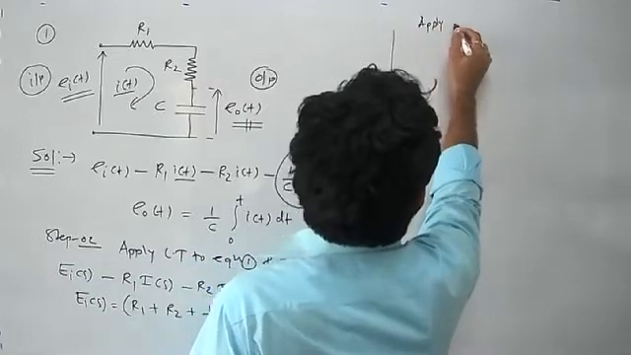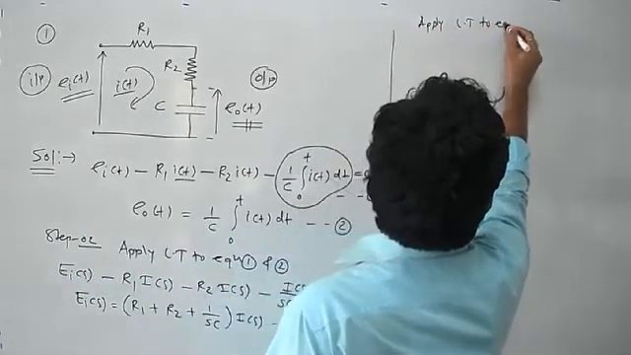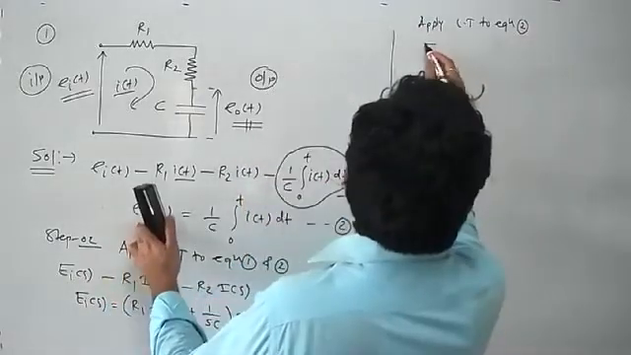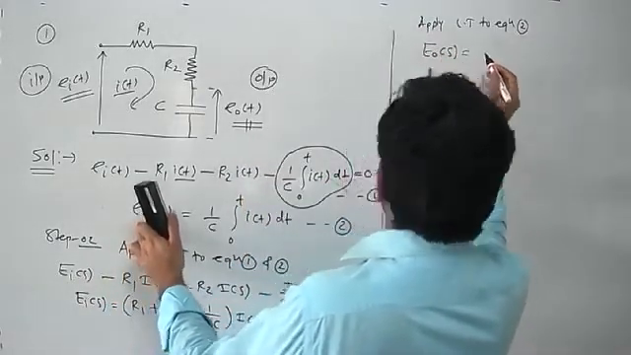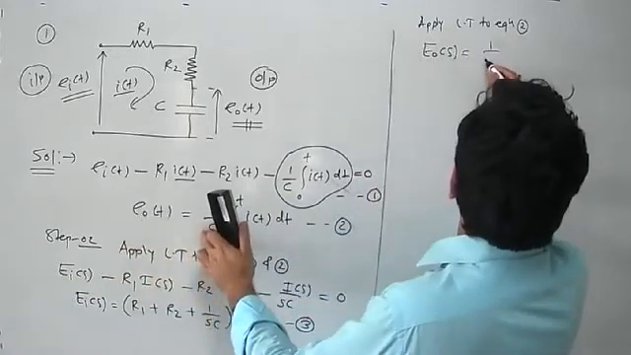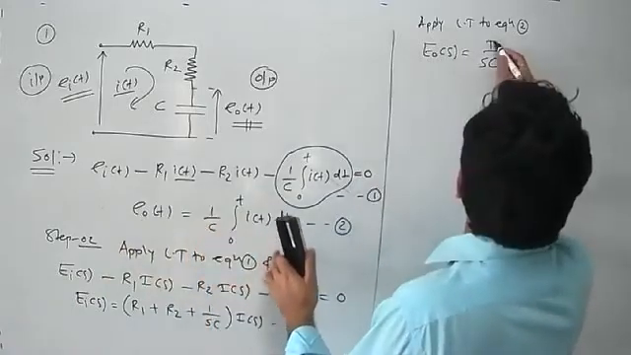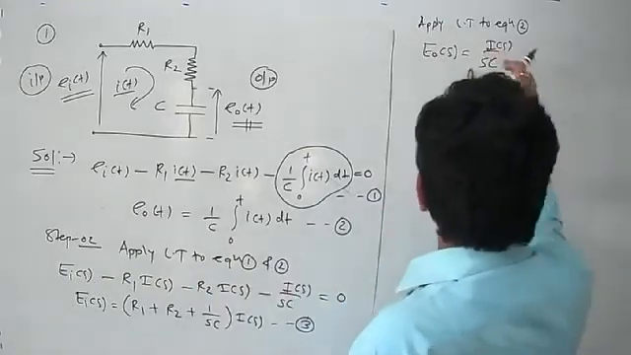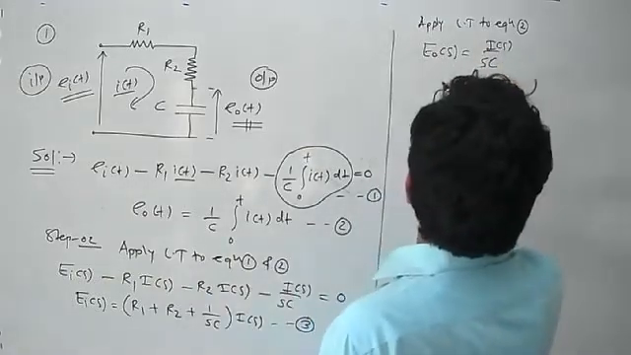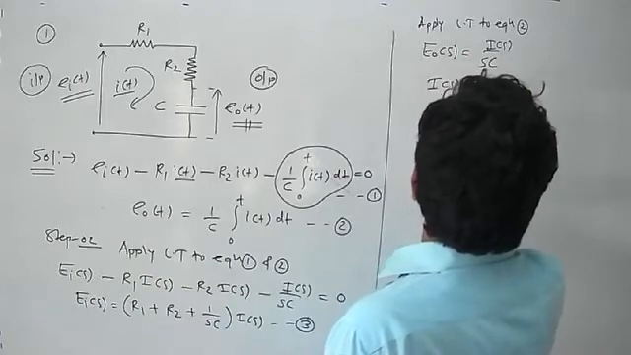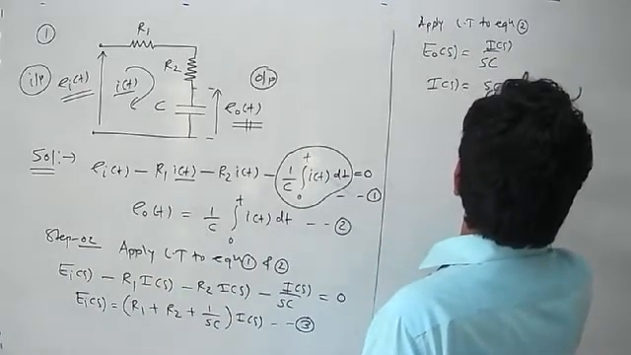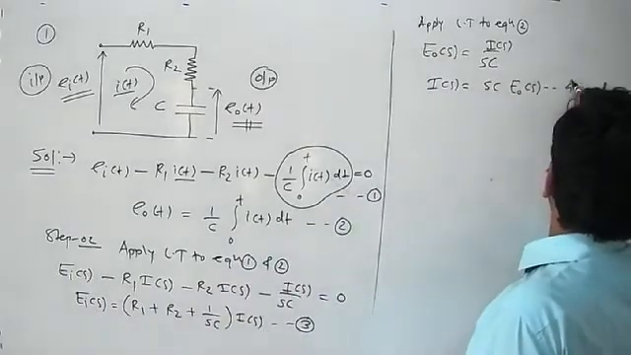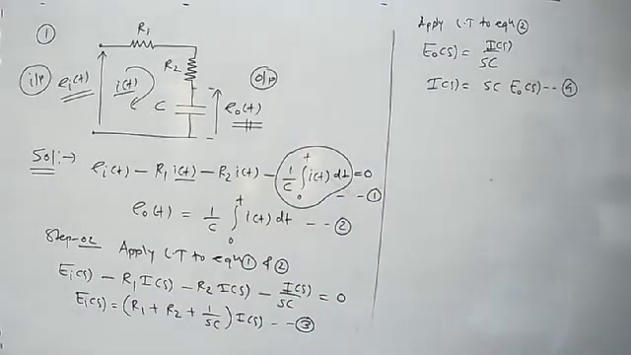So if you apply Laplace transform to equation number 2, here we can write capital E naught of S, which is going to be equal to 1 upon SC into I of S. Now if you make some rearrangement, I can write this equation as I of S is nothing but S into C into E naught of S. Let this be equation number 4.